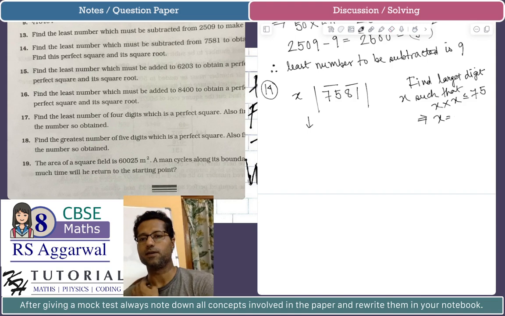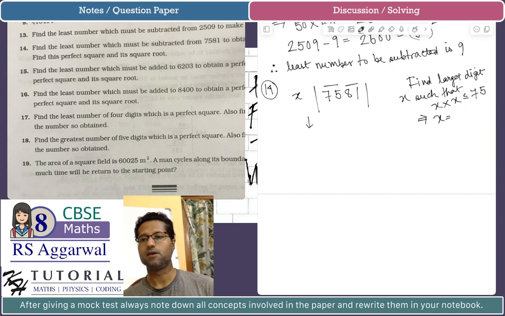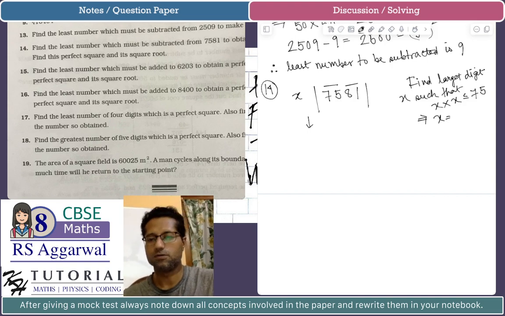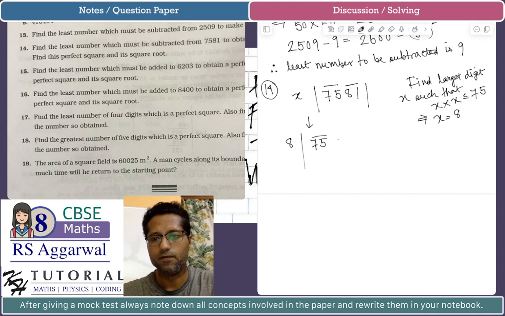So what will be the largest x such that x is a single digit and x multiplied by x is less than or equal to 75? It cannot be 9, because 9 into 9 is 81. It can be 8, because 8 multiplied by 8 is 64. So definitely x is 8. The first divisor will be 8, and we have 75. The quotient will also be 8, and we have 64.